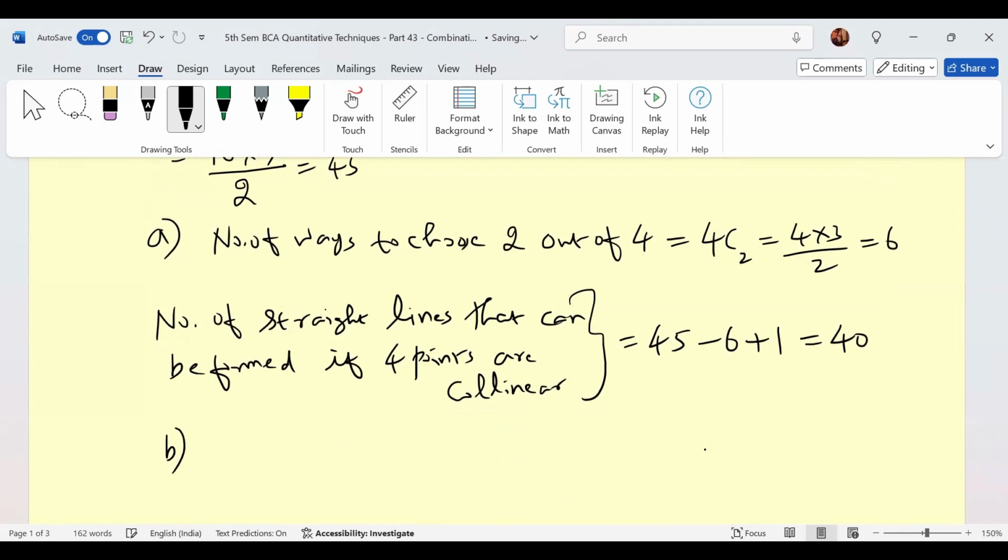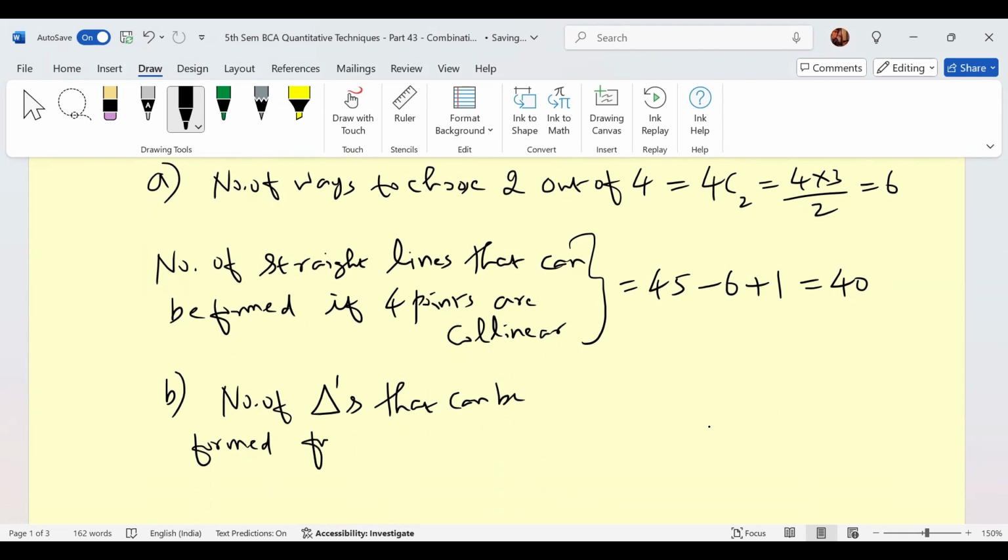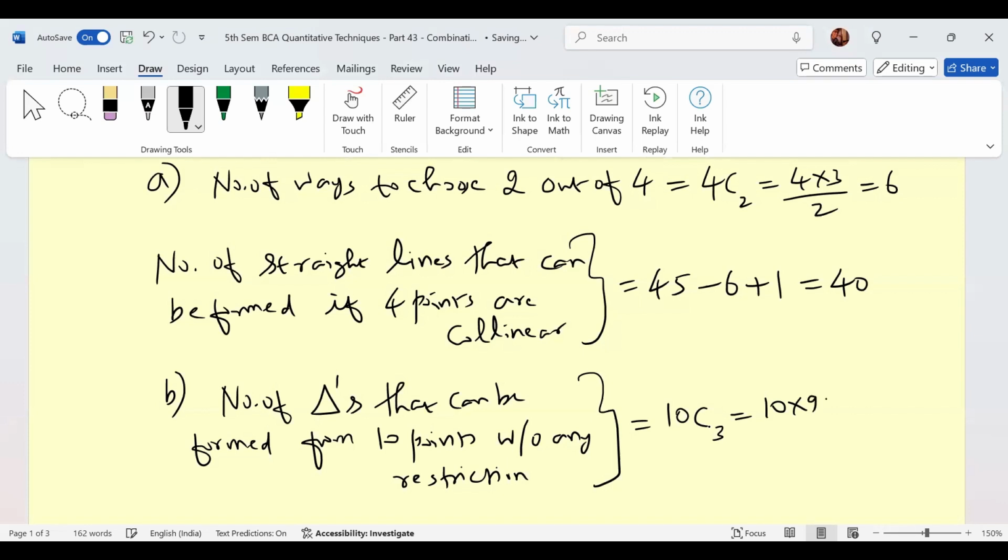Part B, number of triangles that can be formed. The number of triangles that can be formed from 10 points without any restriction will be, for a triangle to get formed, you need 3 points. So 10C3, that will be 10 into 9 into 8 divided by 3 into 2, which will give you 120.